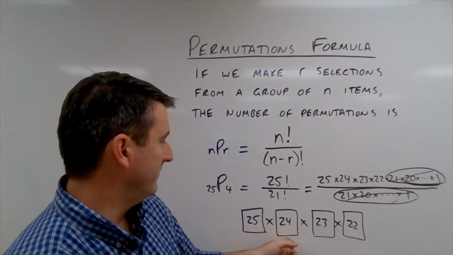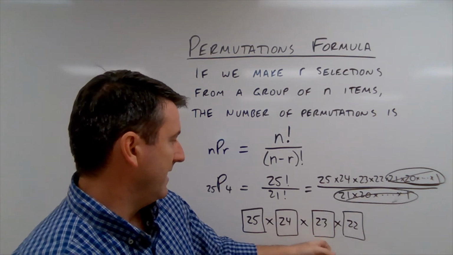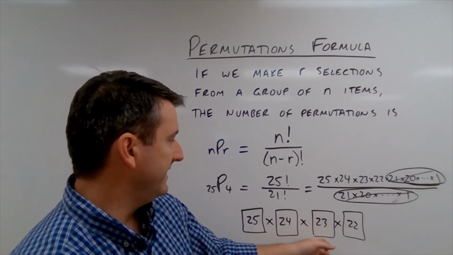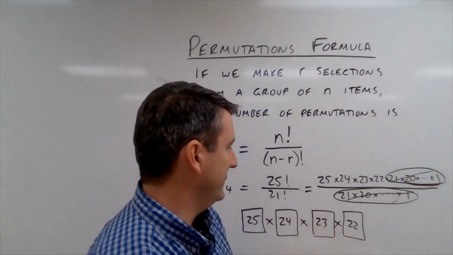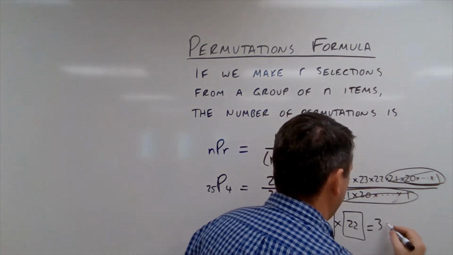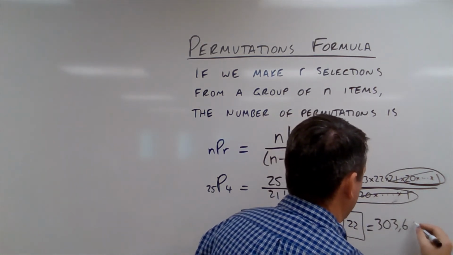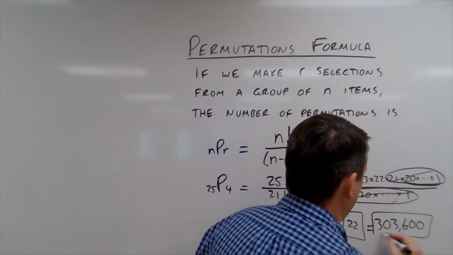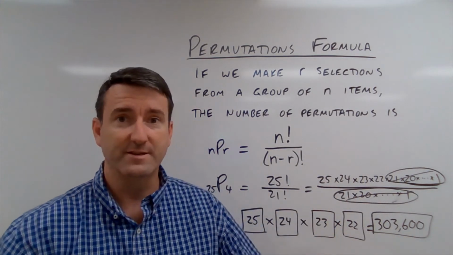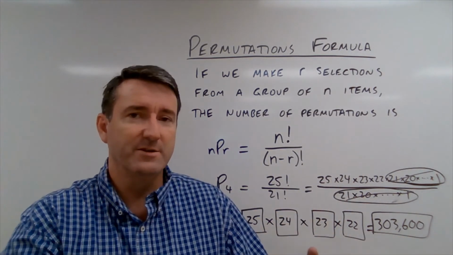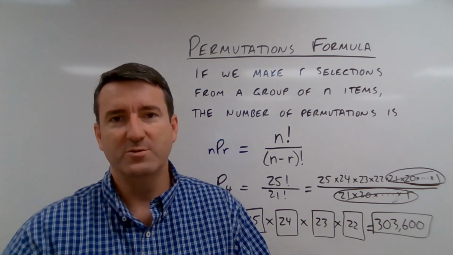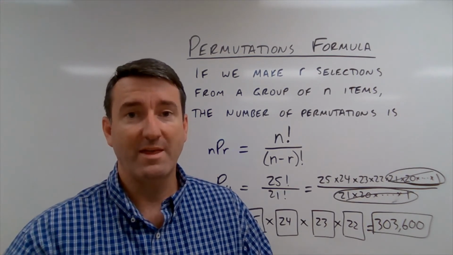So 25 times 24 is 600. Times 23 is 13,800, times 22 is going to be 303,600. And there's our answer. That's how many different leadership groups we could make from the 25 members of our math club.